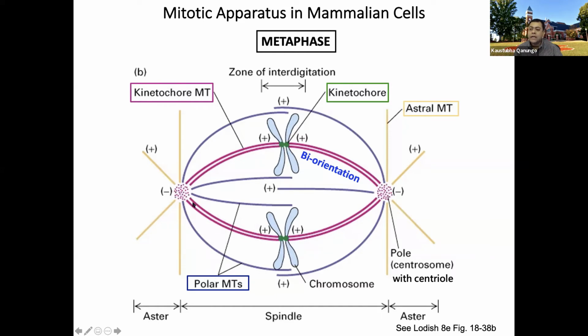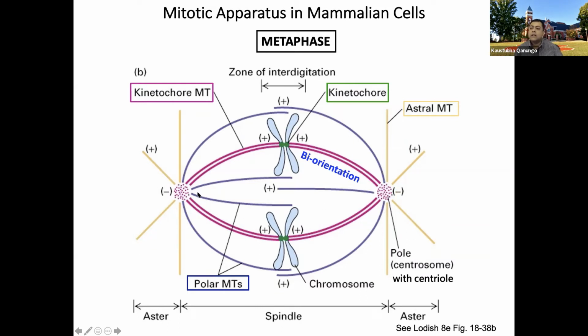They extend from each of the spindle poles towards the opposite pole, but they don't touch or attach to the kinetochores, or have anything to do with the chromosomes. So they do not touch the chromosomes. And all of these are happening randomly.